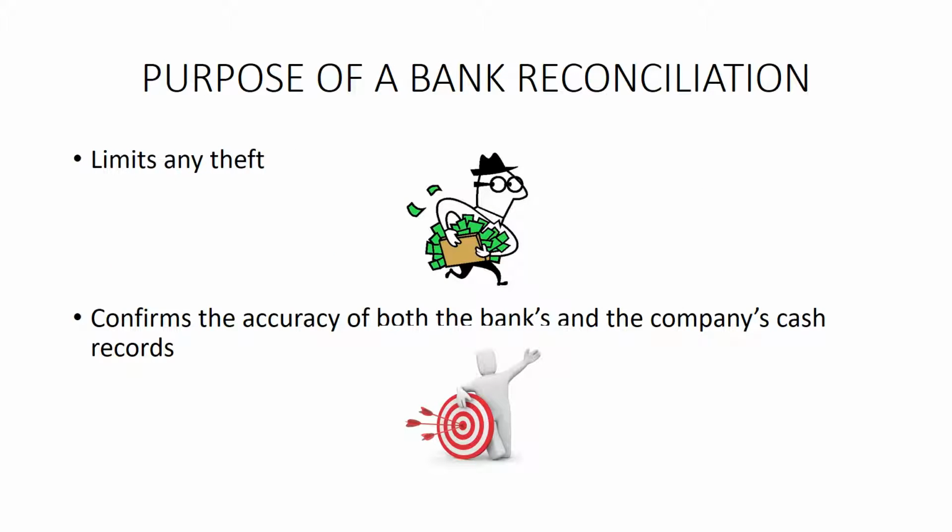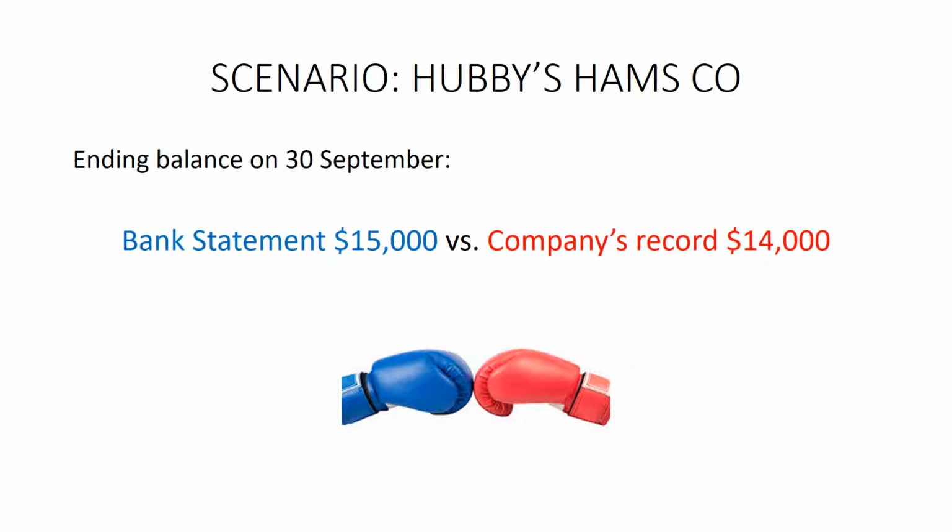The purpose of a bank reconciliation is that it limits any theft and it confirms the accuracy of both the bank's and the company's cash records. So let's put this accounting jargon to the real test. Here we have a scenario, Hubby Hams Co. with an ending balance on 30th of September, bank statement $15,000 versus a company's record of $14,000.